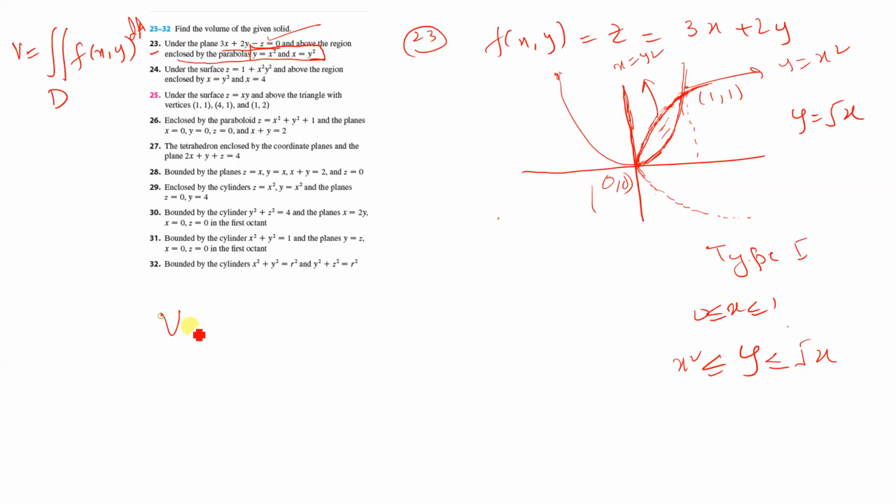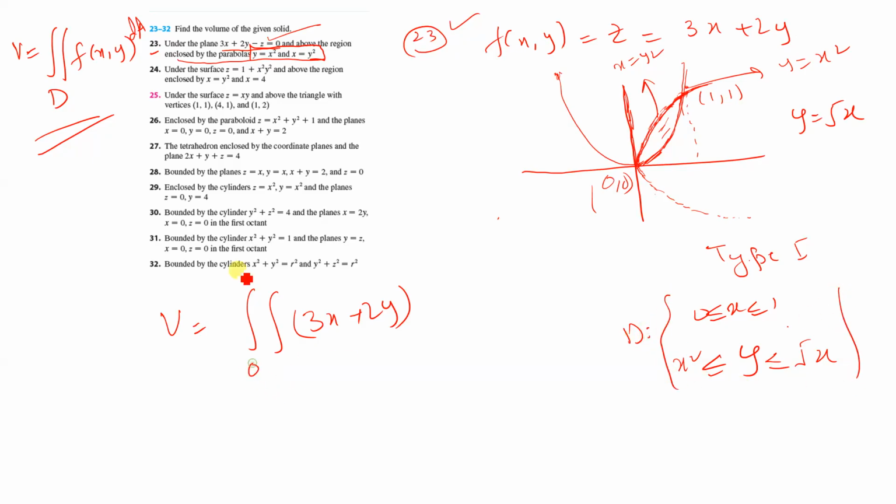And volume is finally the integral of this f(x,y), that is, the volume under the surface above this region is given by this formula. So the surface here is 3x plus 2y. So we have to integrate over this region D, and let me write this region D using type 1. So x varies from 0 to 1, whereas y varies from x squared to square root of x. And dA here is dy dx. So by solving this, you can find the volume. So do it yourself. I hope you understand the idea.